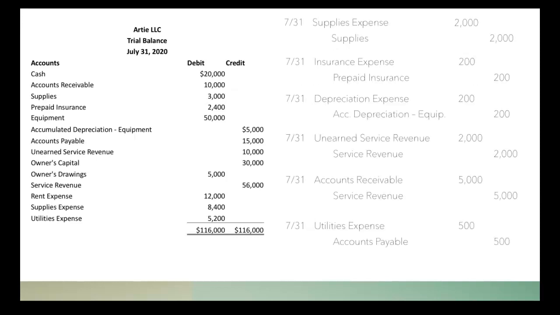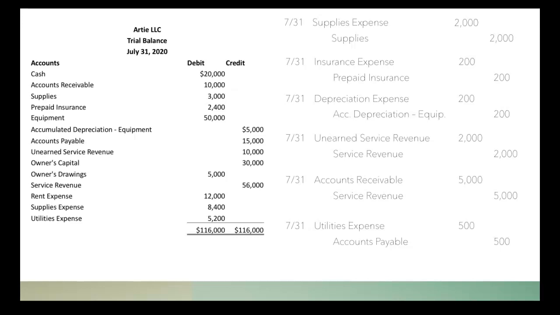So there's all of those adjusting entries that we work through. And I want you to notice the first 4 entries there. Supplies expense, supplies. Insurance expense, prepaid insurance. Depreciation expense, accumulated depreciation, equipment. Unearned service revenue, service revenue. They have words in common, right? So if you're stuck on one of these, think, is there another account that shares a common word, right?